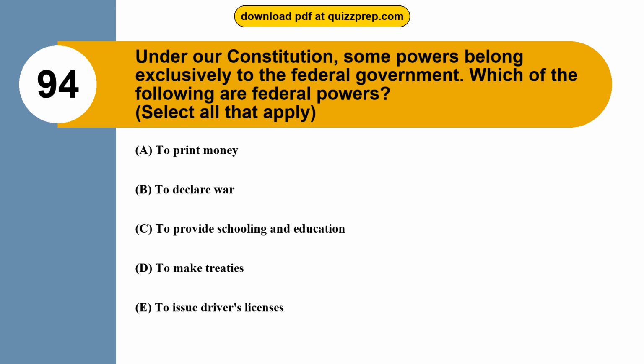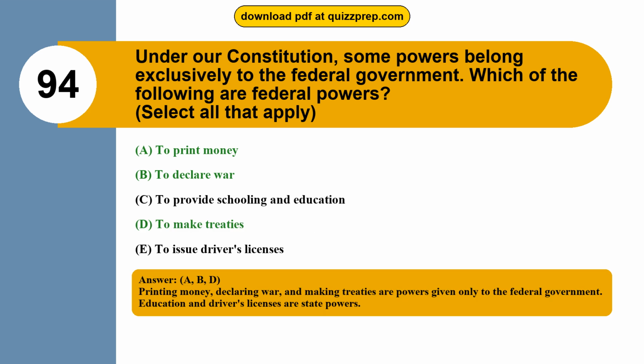Question 94. Under our Constitution, some powers belong exclusively to the federal government. Which of the following are federal powers? Option A, to print money. Option B, to declare war. Option C, to provide schooling and education. Option D, to make treaties. Option E, to issue driver's licenses. The correct answers are options A, B, and D: to print money, to declare war, to make treaties. Printing money, declaring war, and making treaties are powers given only to the federal government. Education and driver's licenses are state powers.